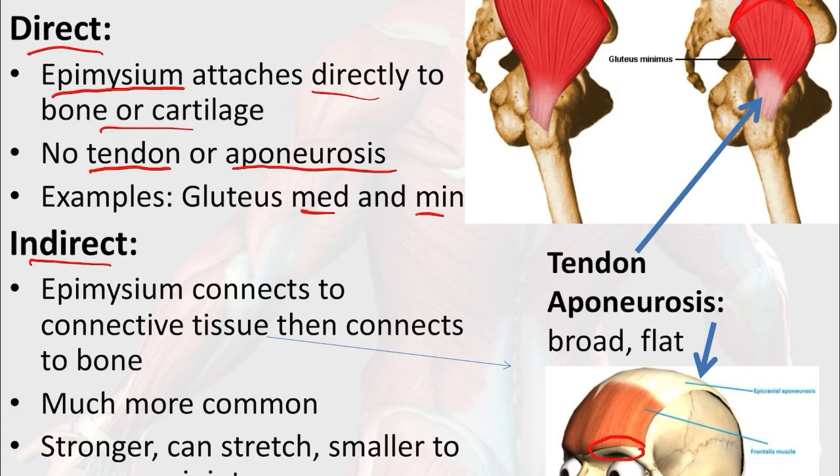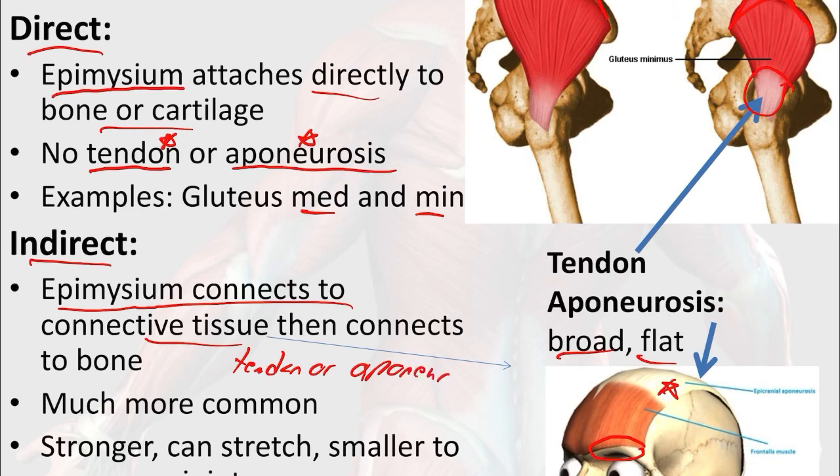The other thing to talk about here is the difference between a tendon and an aponeurosis. A tendon is typically like this: a thick, rope-like structure, but an aponeurosis is broad and flat. Like this one here, that's an aponeurosis. Indirect attachments are much more common. That's where we have the epimysium connecting to connective tissue, and that's a tendon or aponeurosis, and then that connects to the bone from there. These are much more common, stronger, and can stretch, helping us to cross over tricky spots over joints and things like that. So those are the two options for attachments, but indirect are much more common.